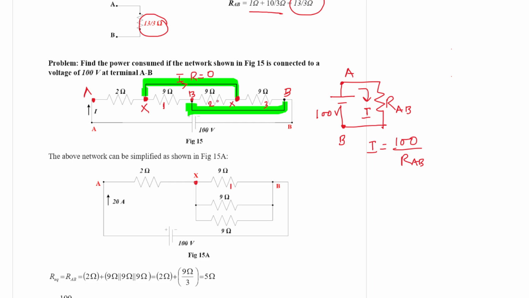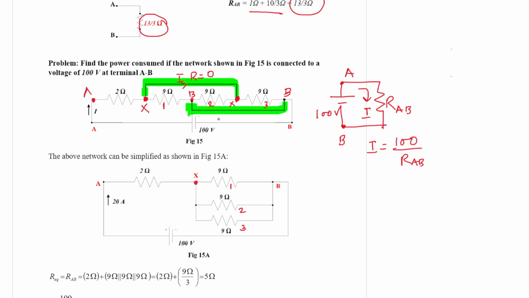We have 9 ohm resistance 2. So from B to X we have 9 ohm resistance 2. Right? And again from X to B we have 9 ohm resistance 3. So this network apparently looks very complex. However, it is nothing but these three 9 ohm resistances connected in parallel.